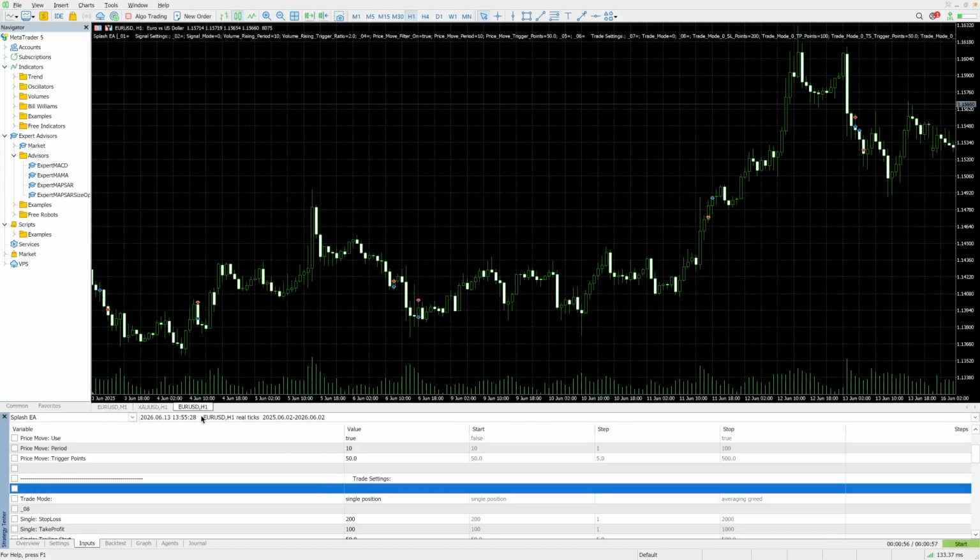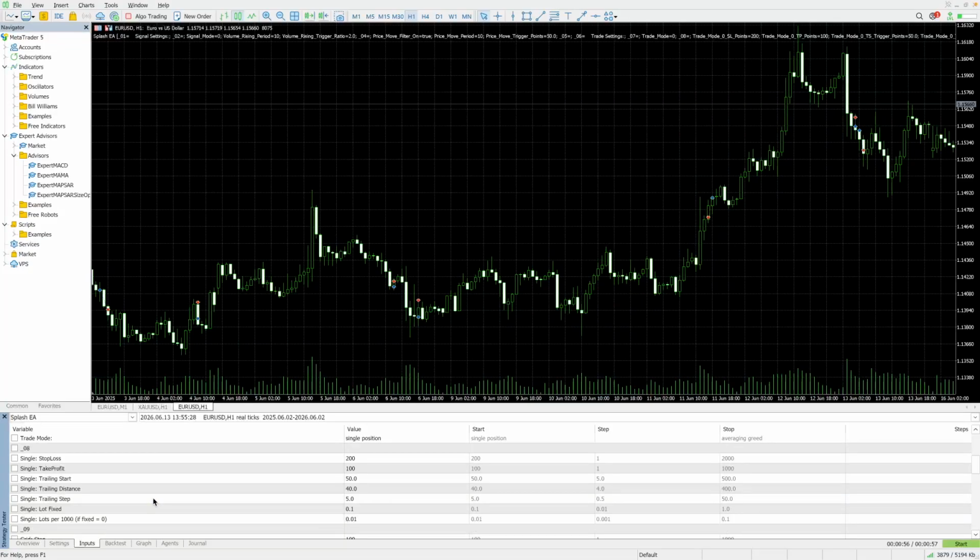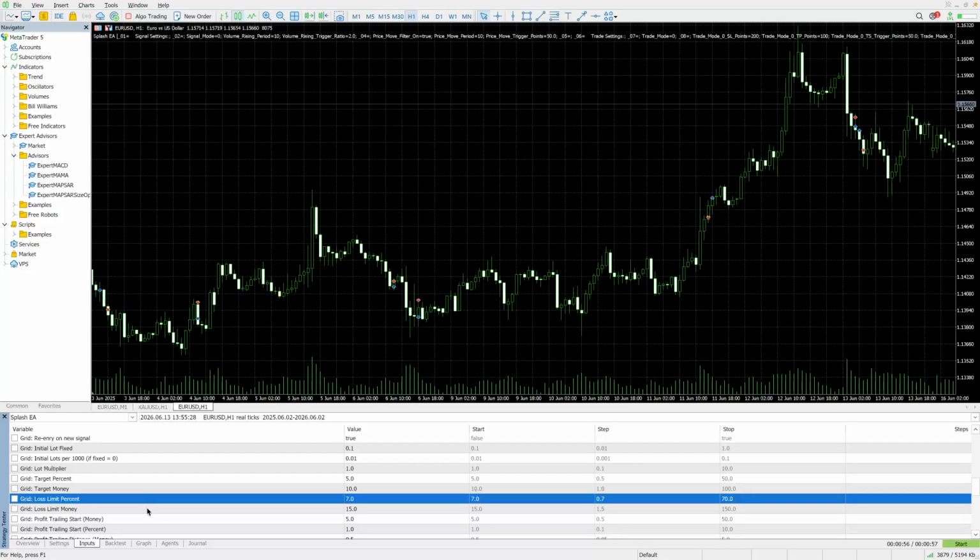So these are the inputs that actually make sense, the inputs that matter. We have the adjustable lot multipliers, we have the trailing stops, the profit and loss percentage targets, the spread limits, the session filters. It's designed for traders who want volume-based logic with the option to scale positions when needed. These are all we have here.